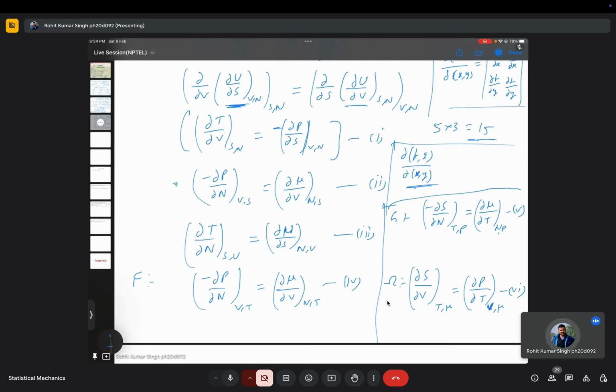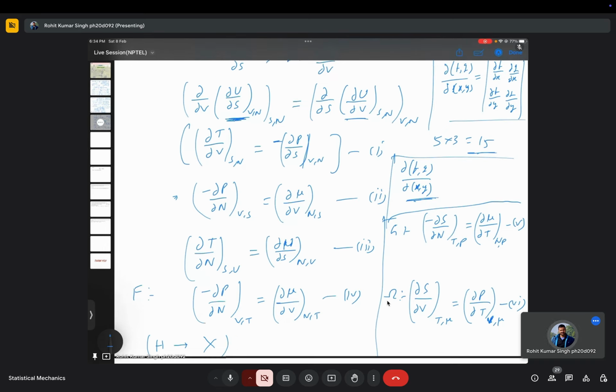Okay. So you notice that from enthalpy we don't get anything. From the enthalpy, all the relations that we get are dependent on others. So enthalpy doesn't give us anything. And these are the Maxwell relations, six Maxwell relations that we have. Okay, and we will use them in solving some problems.